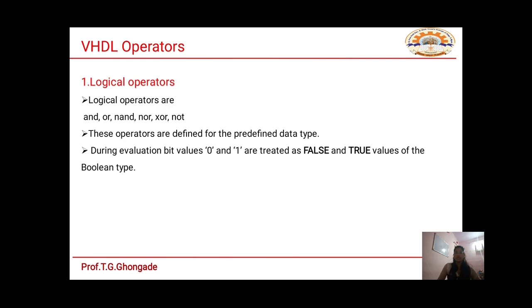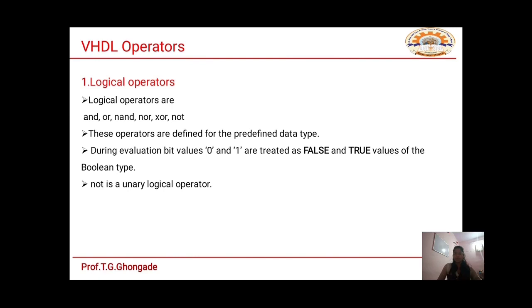Bit has only two values, that is 0 and 1, and boolean has only two values, that is false and true. But during the evaluation of bit values, these 0 and 1 are treated as false and true values of the boolean type. The result of this logical operation has the same type as its operands. The type of the operand will be the type of your result.